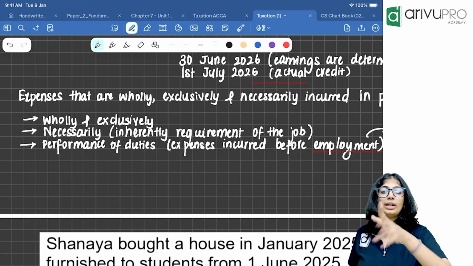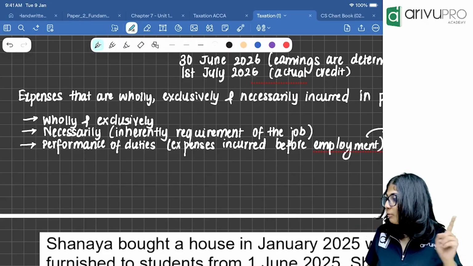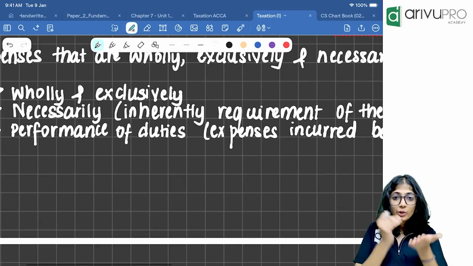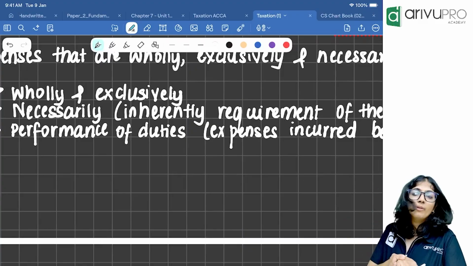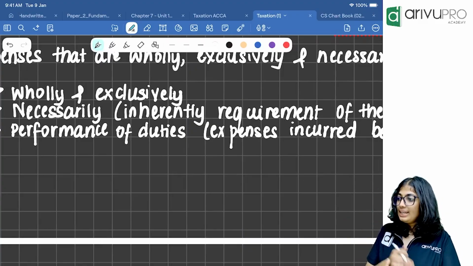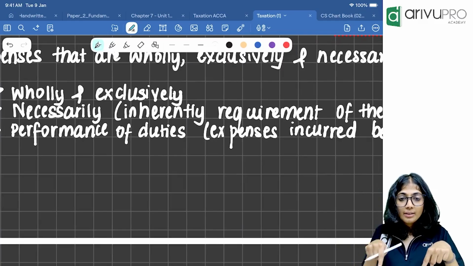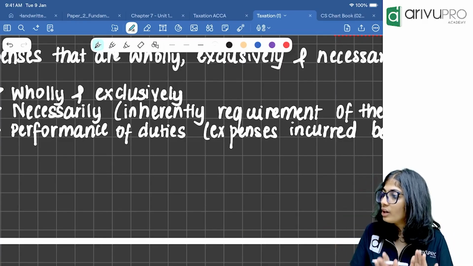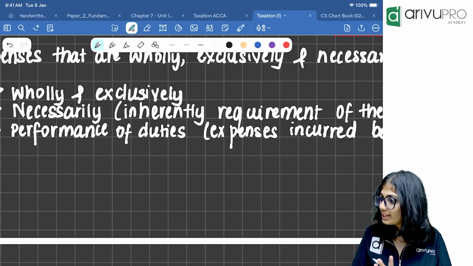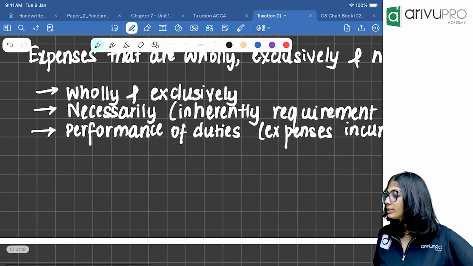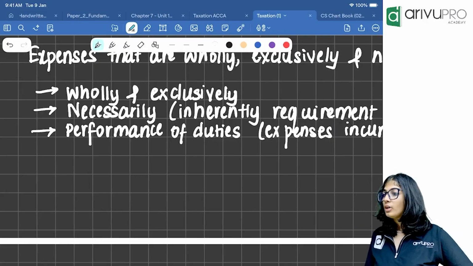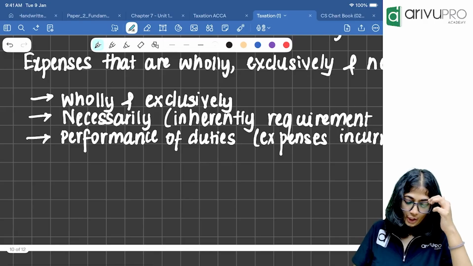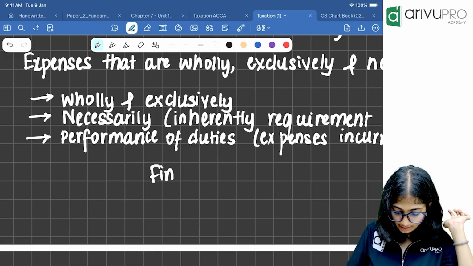For example, the morning breakfast you have. Is that part of your duty? No. Are you performing your duty? Are you in the process of performing your duties? No. Any expense that is incurred before or after the performance of duties is not allowable. Okay, that's it. These are the three aspects you need to remember when it comes to what is expenses wholly, exclusively and necessarily. For example, you got hired as a financial analyst.